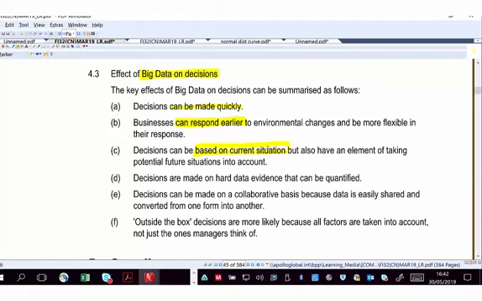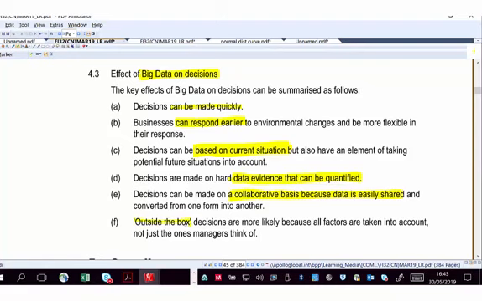So we can take the current situation again from the data available on social media sites or search engines. That data can be quantified, so we can look at the number of hits on a specific site or the number of likes for a specific new product that we're maybe considering launching. And we can bring all of that information together to make sure that value-adding decisions are made by the business.